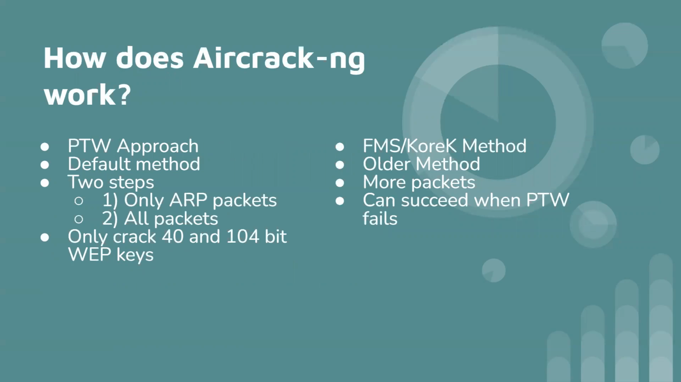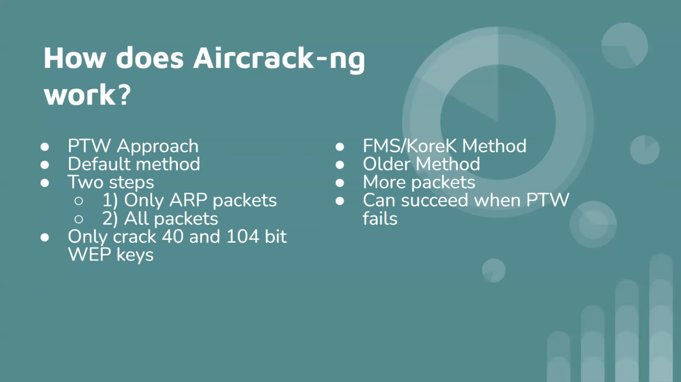So Aircrack, the tool is of course the tool that the suite is named for, and it works off of two main methods. The first one, known as the PTW approach, this is the default cracking method and is done in 2 steps. In step 1, Aircrack only uses ARP packets in an attempt to find the key. And if unable to successfully do that, it moves on to step 2, utilizing all the packets from the capture, although not necessarily all of these packets will be helpful.